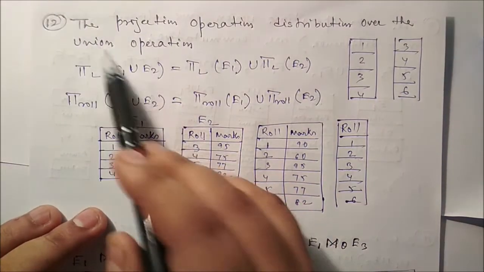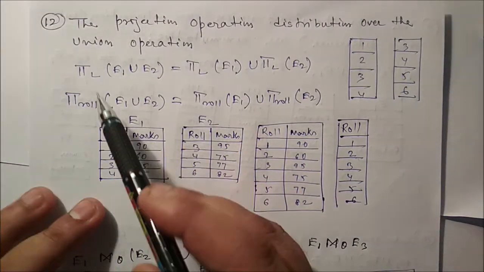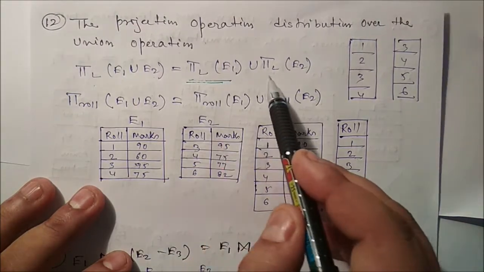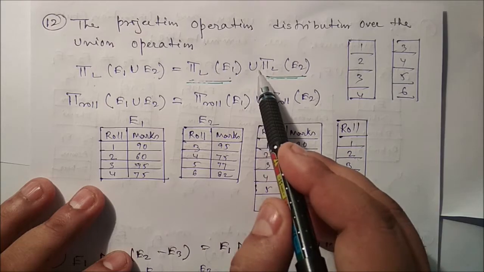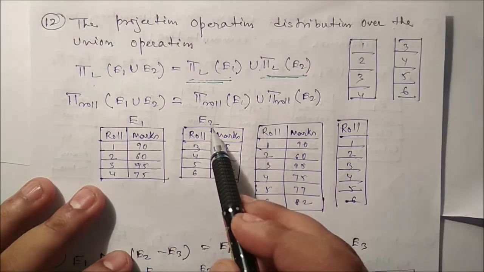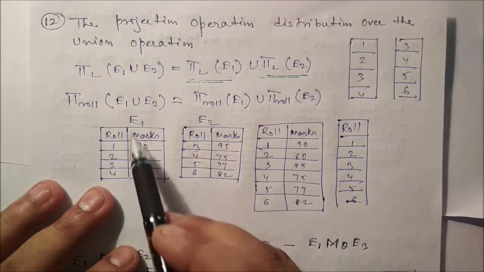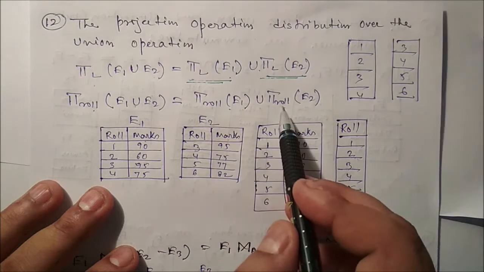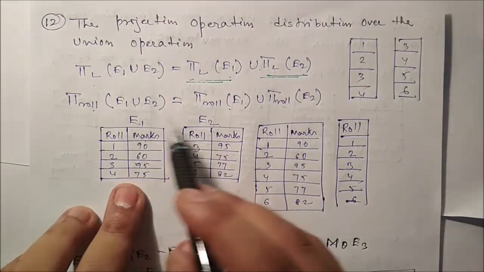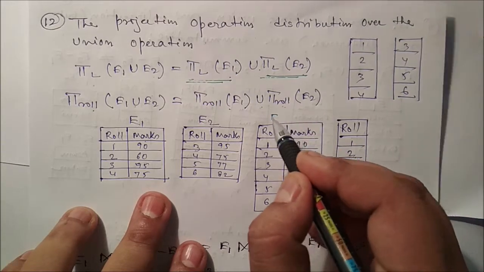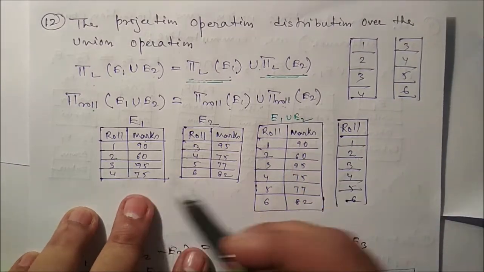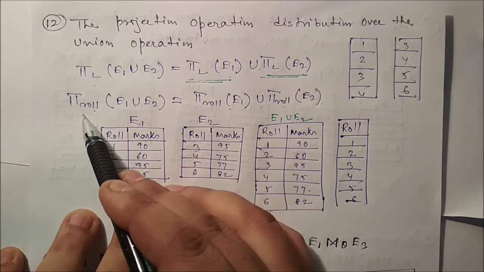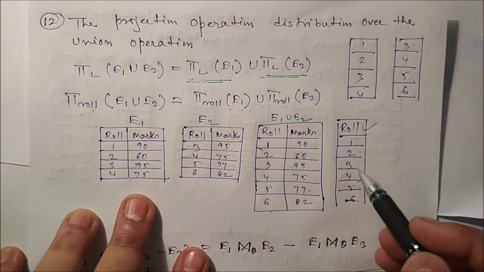Next, 12.1. The projection operation distributes over the union operation. So first of all apply the union, then projection, or apply projection on E1 and E2, then apply the union. See, we have two tables E1 and E2 with roll number and marks. First apply the union, then extract the roll number, or first apply the projection, then union. So E1 and E2, first apply union operation. This is our E1 union E2, with roll numbers 1 2 3 4 1 2 3 4 5 6. After that we have to extract the roll number. So the roll numbers are 1 2 3 4 5.